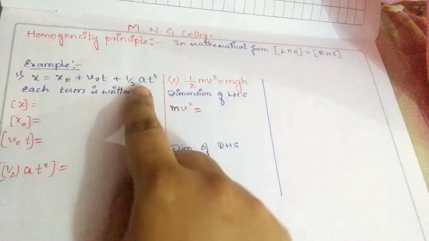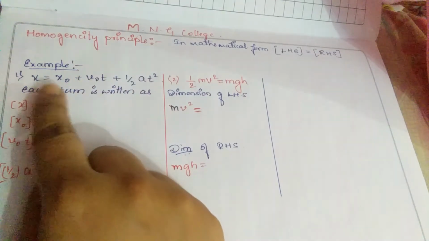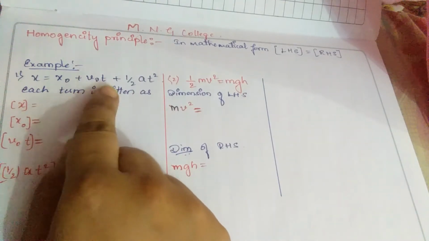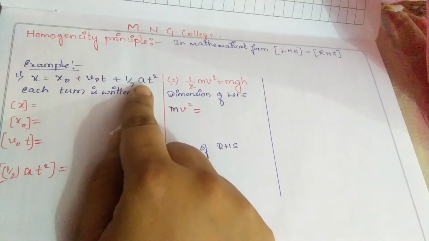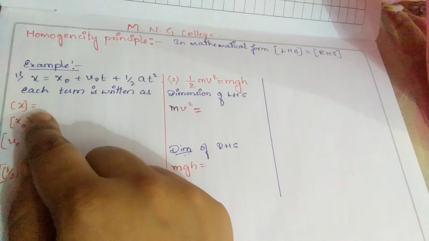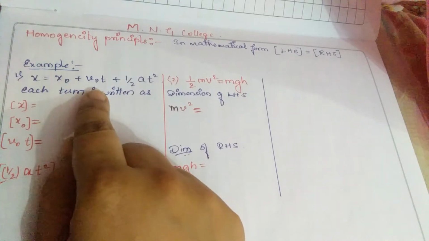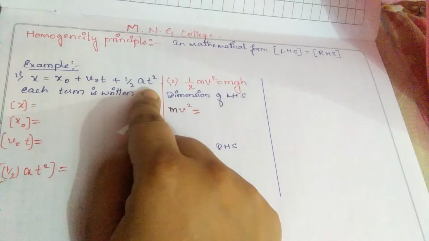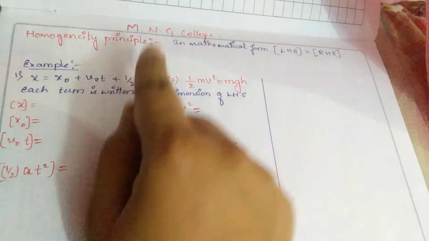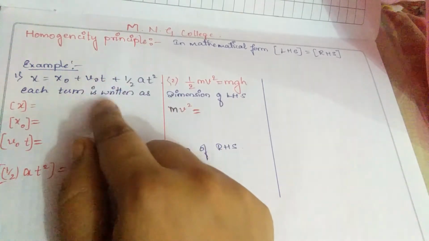For example, one of the examples is x equals x naught plus v naught t plus 1 by 2 a t square. So this is an equation. It tells about x, the distance traveled by a particle or a body in time t, and v naught is the initial velocity at time t equals 0, and a is the acceleration along the direction of the motion. So let us study about the dimensions of each term.